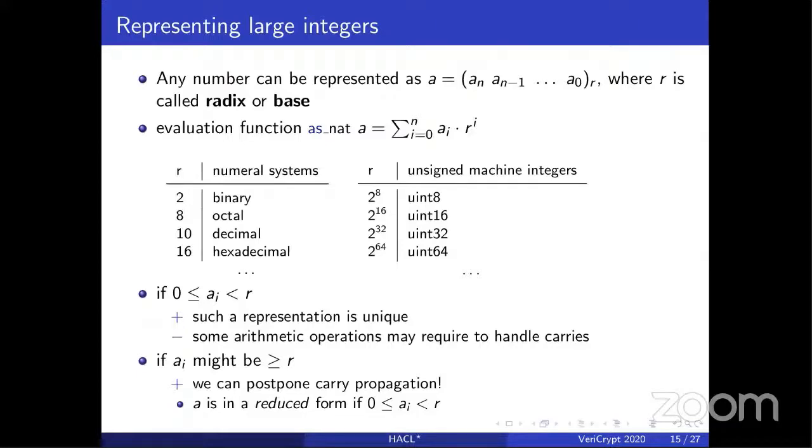The classical examples are binary and octal numeral systems, and for unsigned machine integers, it could be uint32, uint64, and so on. In the above example, we have a restriction that a_i should be bounded between 0 and R. That gives us a unique representation, but we can relax this condition, and in this case, it will allow us to postpone carry propagation. But it also means that we can have a different representation for the same element, even in this base. So we need to define what it means to be an element in a reduced form: just that a_i should be in the range from 0 to R.